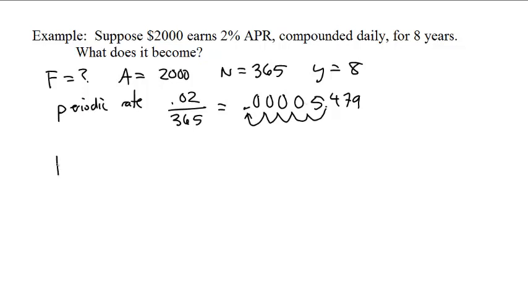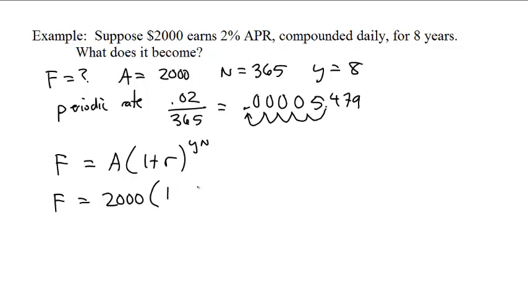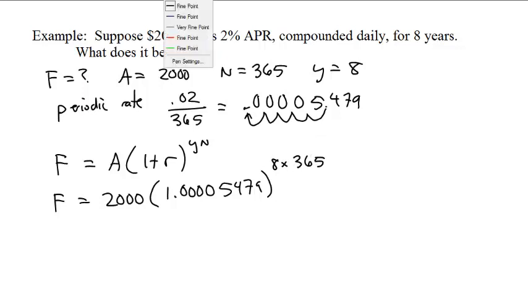And then what is our formula? Our formula is F is A times (1 plus R) to the YN, which in this case is 2,000 times (1 plus that rate of interest) which is 1.00005479. And Y times N is, oh lordy, 8 times 365. And we remember that there are these invisible parentheses up there.